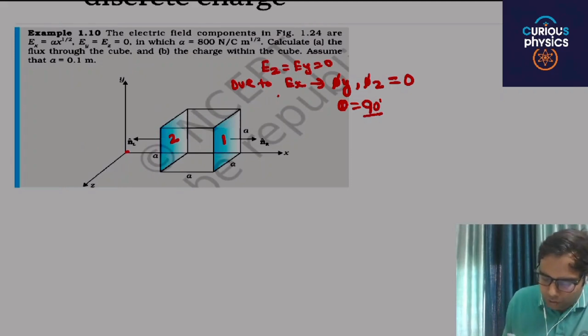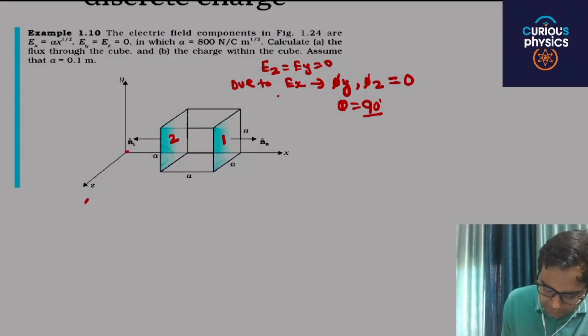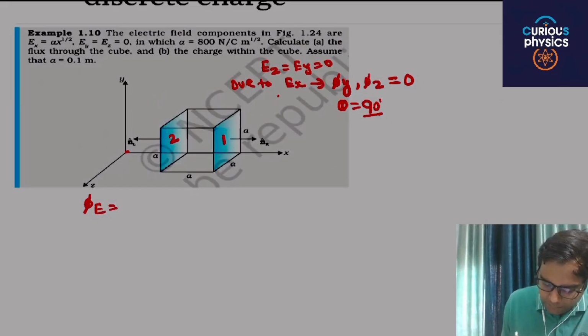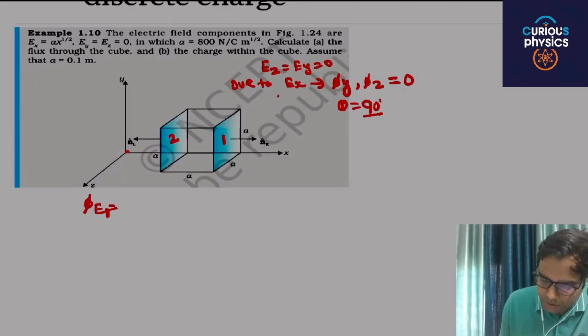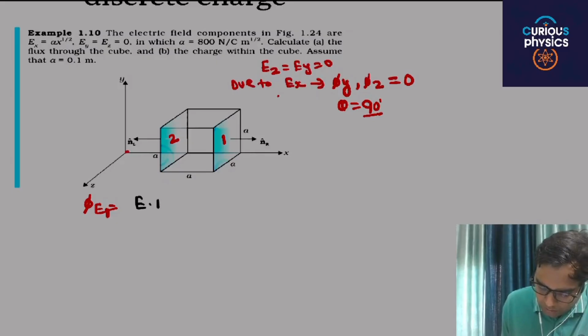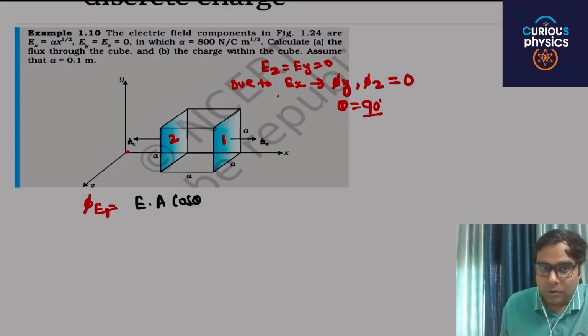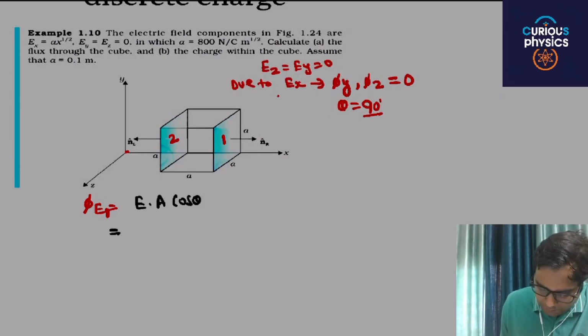So for face 1, the electric flux phi E, its value will be E into A cos theta. A is the area vector, and here cos theta is cos 0, which means 1, and the value of electric field is given by alpha x raised to power 1/2.